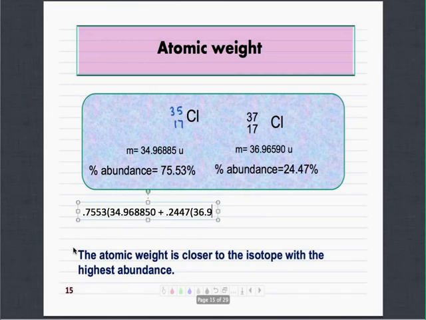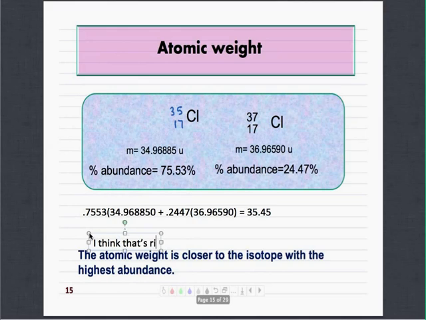35.45 atomic mass here. And I just want to comment on that number, the 35.45. If we look at the mass of the most abundant chlorine isotope, which is 34.9, and the other one, 37, the average atomic mass is always closer to the isotope which is more abundant. Does that make sense? Can everybody see that? This is 35.45.